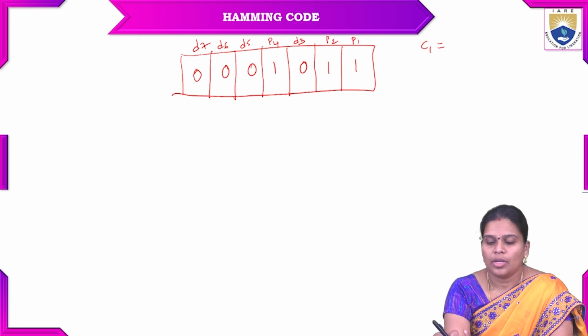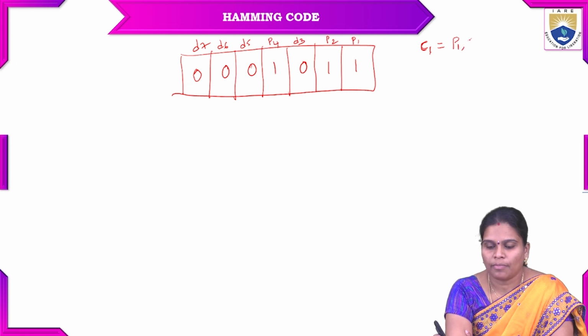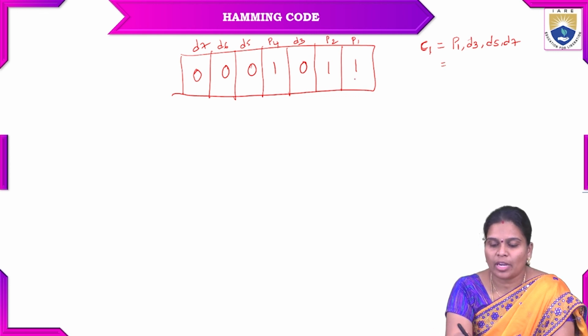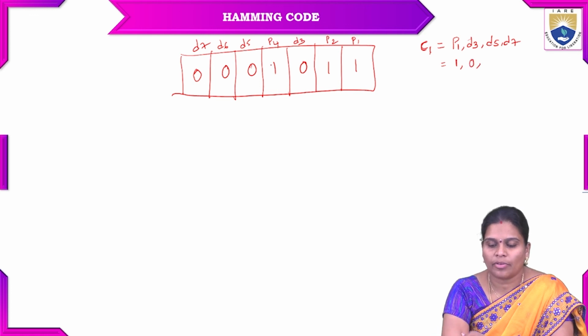In this error correcting code, C1 is denoted. The values are P1, D3, D5 and D7. In this, P1 value is 1, D3 is 0, D5 is 0, D7 is 0.